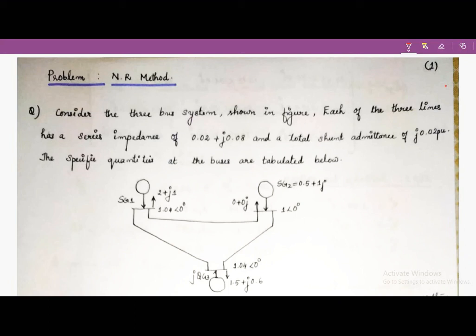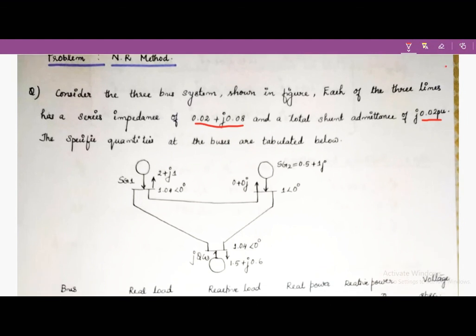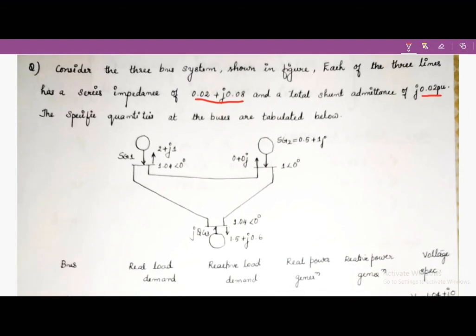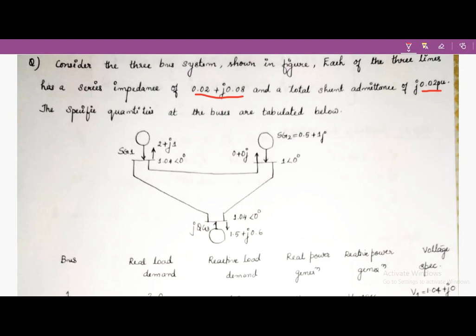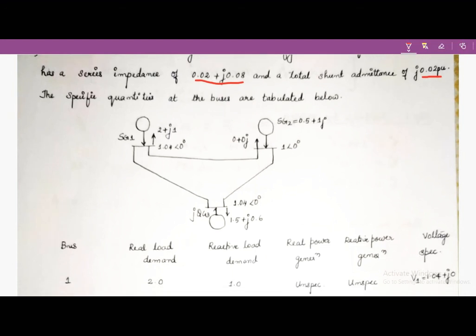Here is a question. Consider the three-bus system shown in the figure. Each of the three lines has a series impedance of this value and a shunt admittance of this particular value. The specified quantities at the buses are tabulated. Just like observing any question in load flow analysis, or the way we did in the case of the Gauss-Seidel method, here also let's move on to the details of the question. A single line diagram is also given.